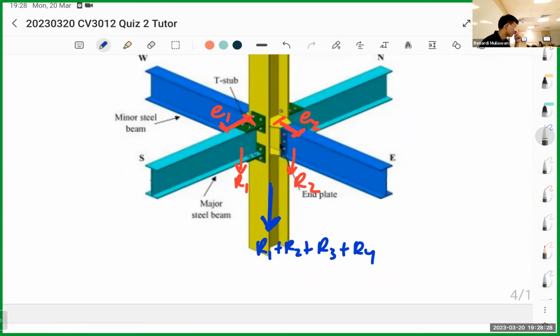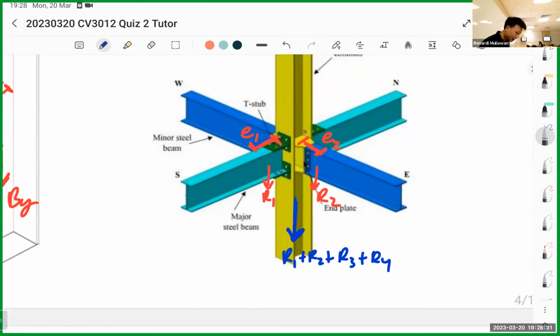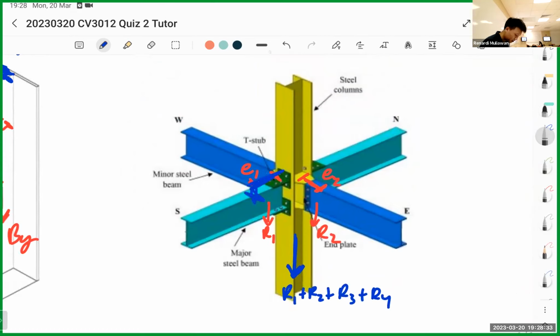That's the axial force. Besides axial force, since we have this eccentricity, the force is not exactly at the middle of the column. So we have a moment. We have the moment by this beam, let's call it M1. We also have here M3, here M2, and here M4. It's a bit not visible. M2, M4, this M3 and M1.